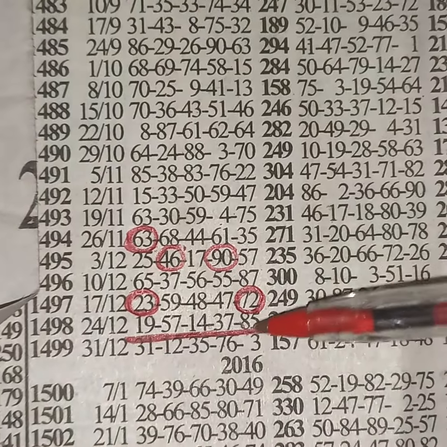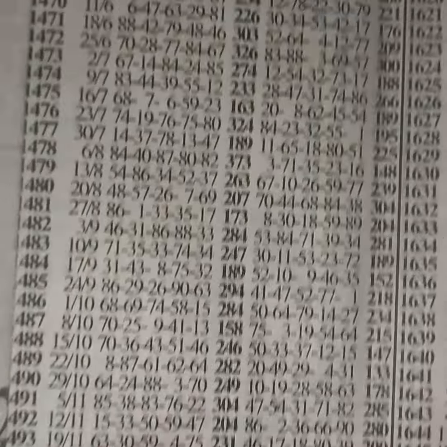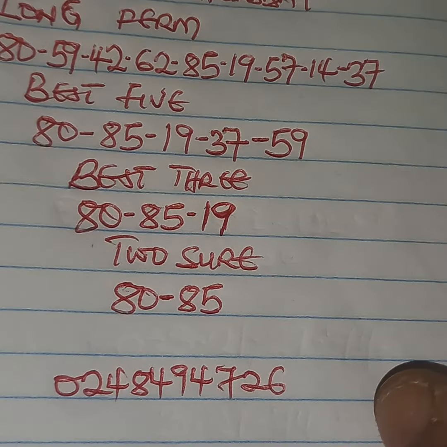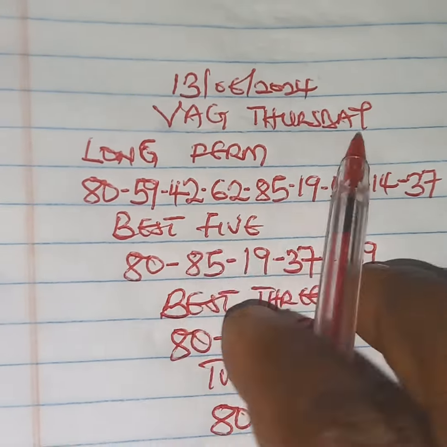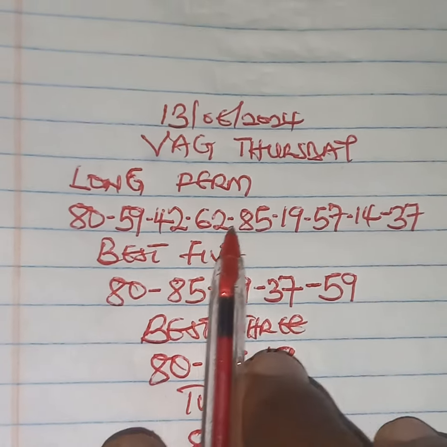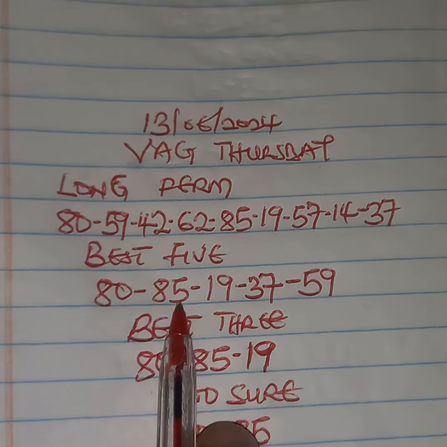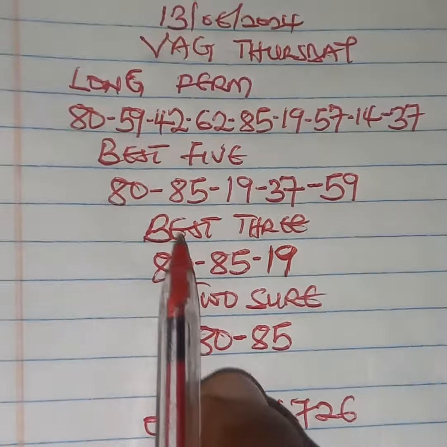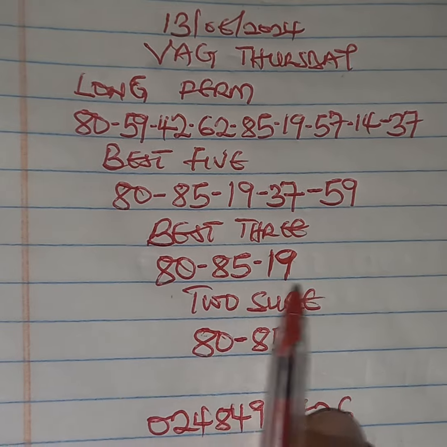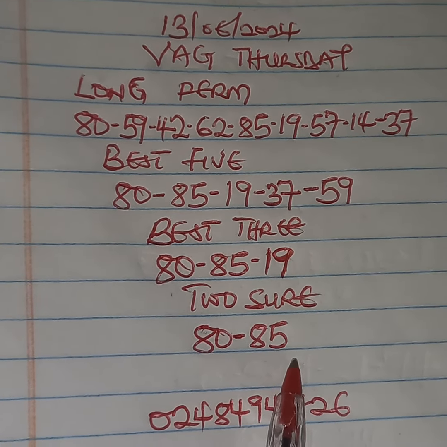We already have our 19 and 37. So adding both events together gives us a nine numbers long permutation. So that is it. VAC Thursday, 13 June 2024, long perm: 80, 59, 42, 62, 85, 19, 57, 14, 37. Best 5: 80, 85, 19, 37, 59. Then our best 3 is 80, 85, 19. Then our two show is 80, 85.